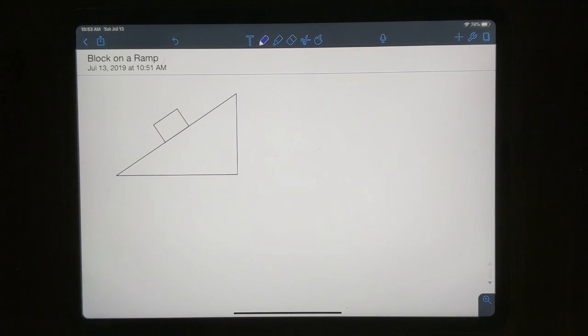Hey guys, I've gotten a lot of questions about how to set up the block on the ramp problem. So I figured it was probably most efficient just to record a video and walk you through it. If you have any questions, feel free to post on the discussion forum or send me an email and I can clarify anything. This is my very first video.